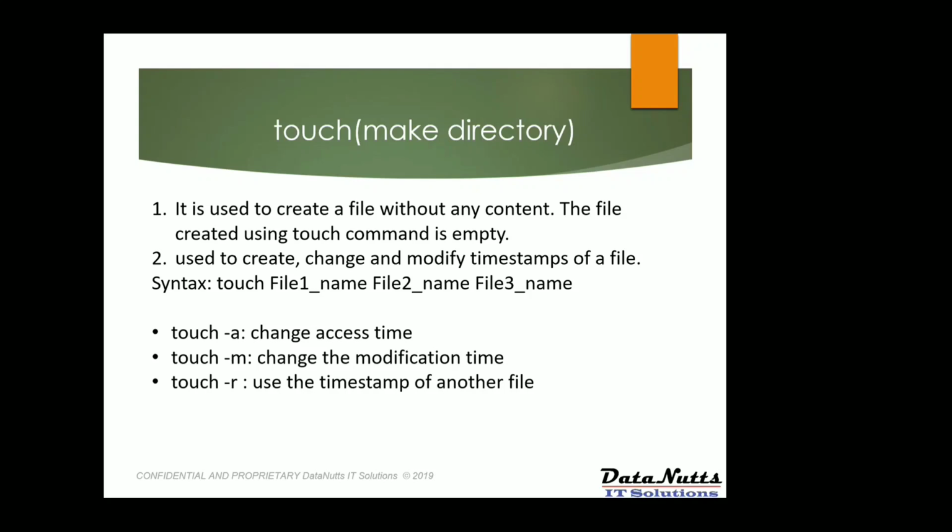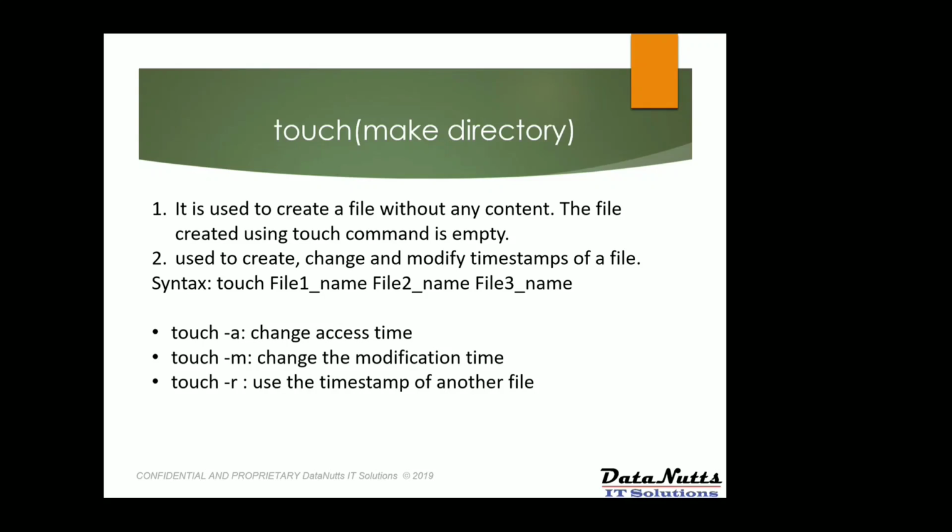If I want to change the modification time without doing any modification in the file, I can just say touch minus m and give the file name. It will modify the modification time. Then we have touch minus r, which uses the timestamp of another file.